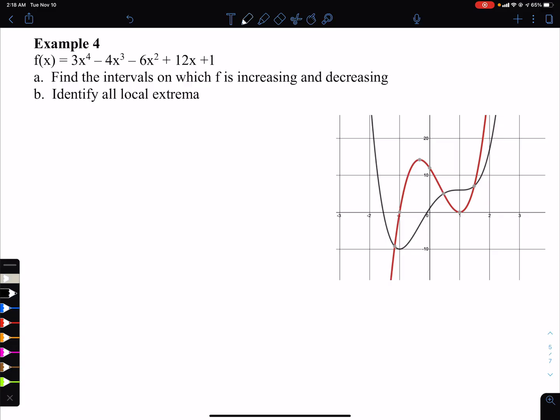So where can it change from increasing to decreasing, and where do I find my local extrema? Those happen possibly at critical points. So we need to find the derivative. So that should be pretty easy, hopefully. I'm going to factor out a 12.